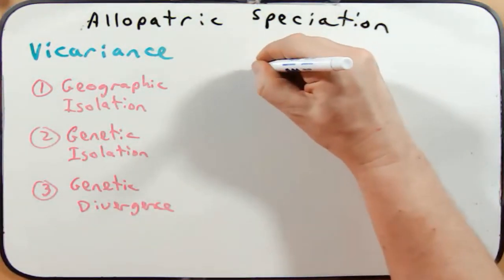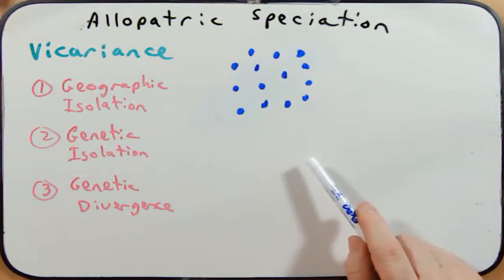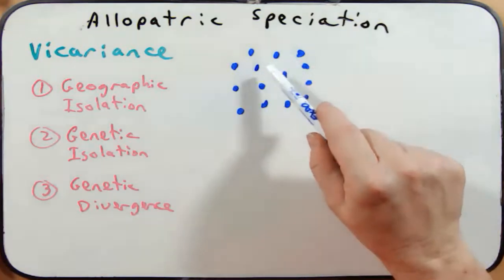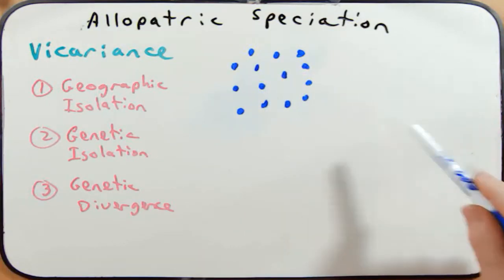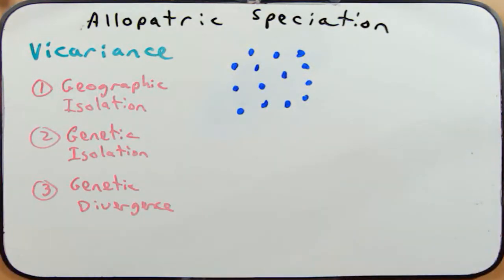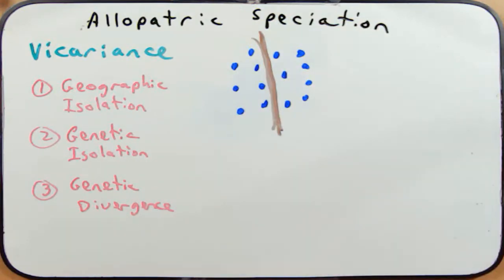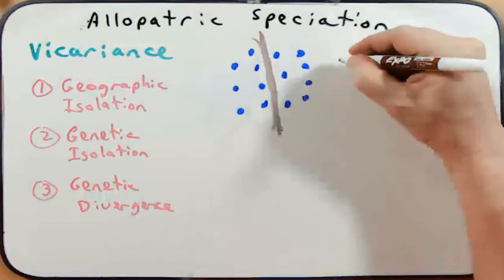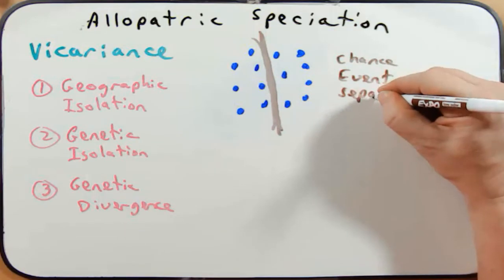So let's draw a population here of this species. And remember, with dispersal, there was some sort of founder effect where a small part of this population settled and formed a new population, a new colony, like we saw with the ground finches. But with vicariance, something else is going to happen. And that is, there's going to be some chance event that's going to separate these two populations. So maybe a mountain forms between them, maybe a river forms between them, but some chance event. So why don't we just write that here: chance event separates the population.